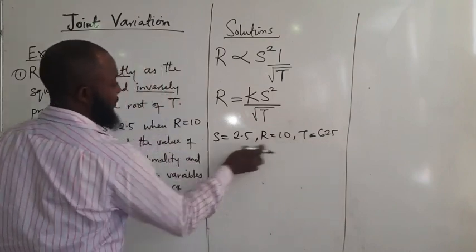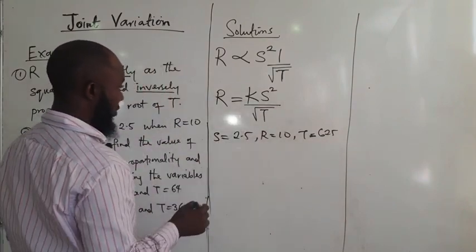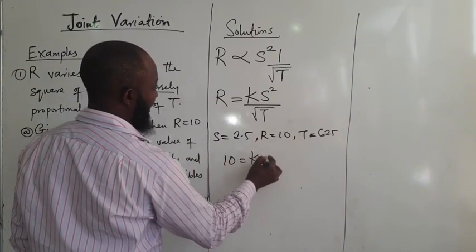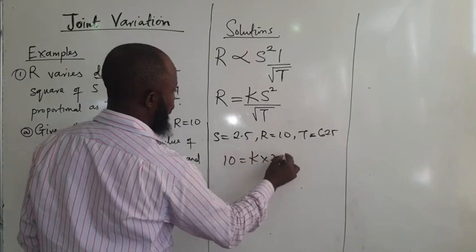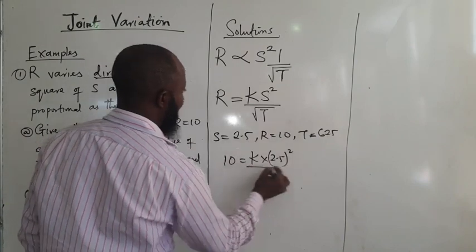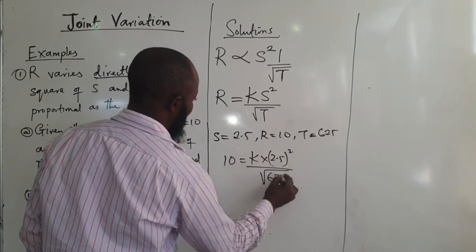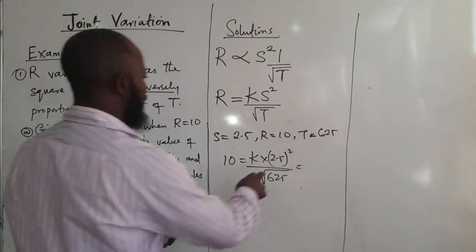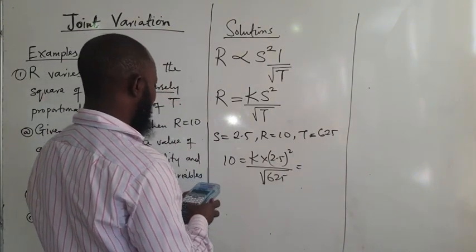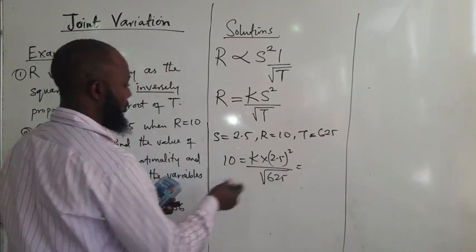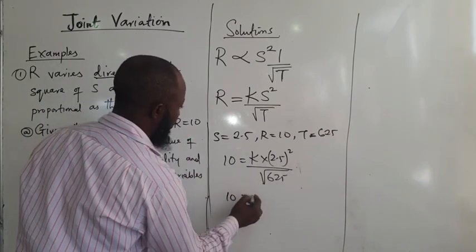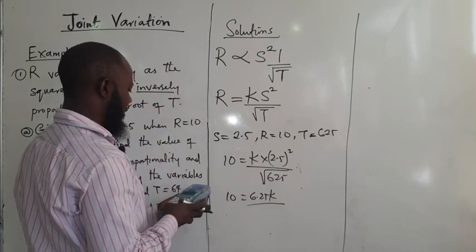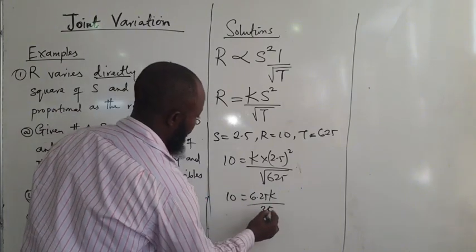So let's put the value of these variables into this and find the value of our constant. R is 10, so 10 equals K times S, S is 2.5 squared. Don't forget the square on the S. Divided by square root of 625. Use our calculator: 2.5 squared gives us 6.25. So 10 equals 6.25K divided by square root of 625, which is 25.